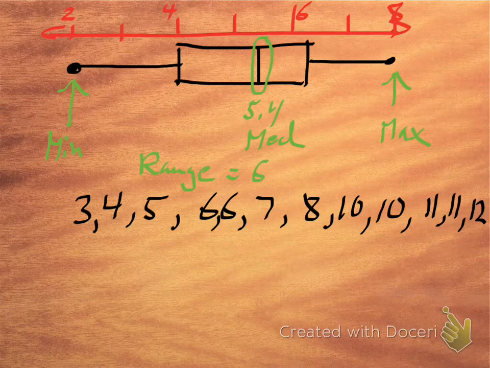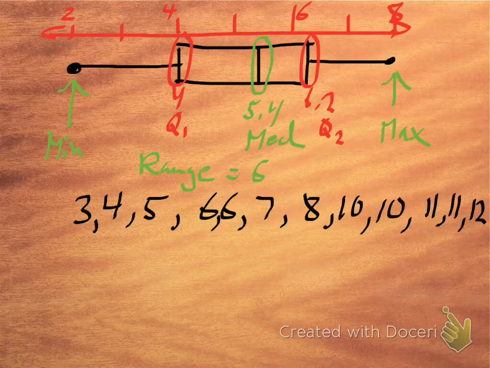Now, this number right here, in this case it's 4, and in this case it looks like it's between 6 and 7. We're going to say about 6.2. These are called the quartiles, quartile 1 and quartile 2. The quartiles are the median of the first half of the numbers, and quartile 2 is the median of the second half of the numbers.